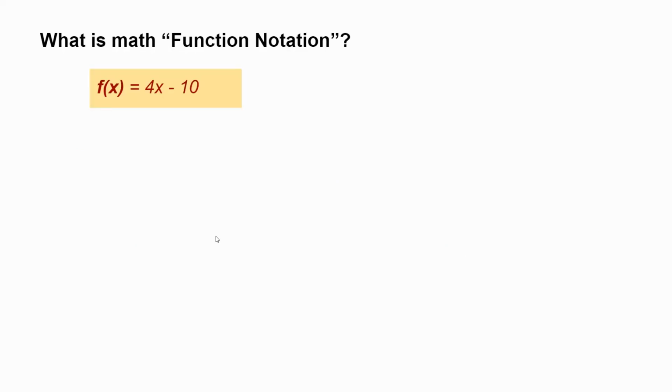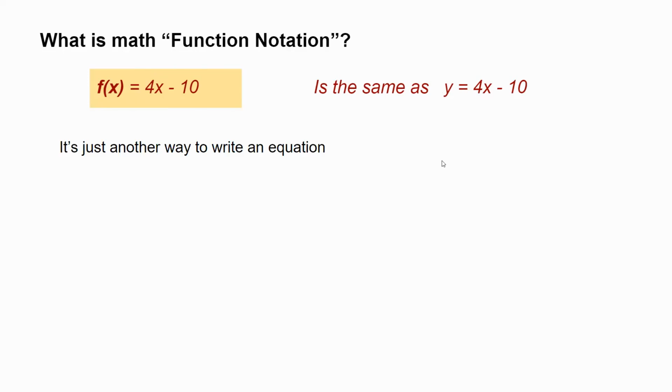Here's an example. f of x equals 4x minus 10. Now, the right-hand side of this equation probably looks pretty familiar to you, but this left-hand side, which is the function notation, looks kind of weird. What does this f of x mean? Well, it's really the same as the y that you've seen before. y equals 4x minus 10 probably looks very familiar to you, but we've basically replaced y with this f of x. So let's explain why somebody might do that.